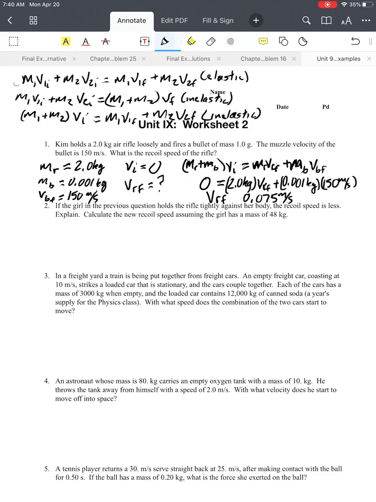And one other thing I forgot to do is I have to show that velocity as a negative, because the rifle's going back and the bullet's going forward, so one has to be negative, one has to be positive. I had the bullet as a positive velocity, so then the rifle needs to be a negative velocity.